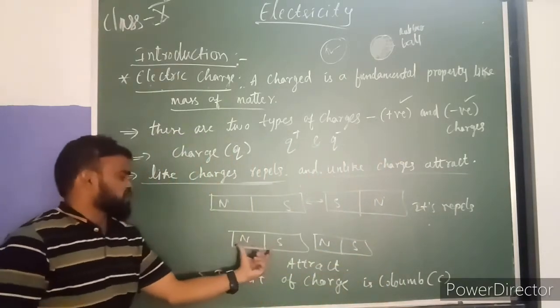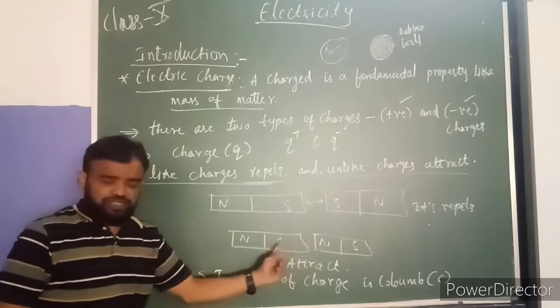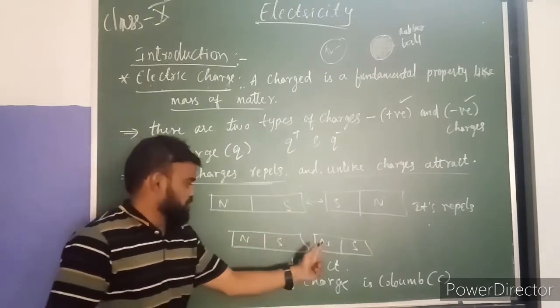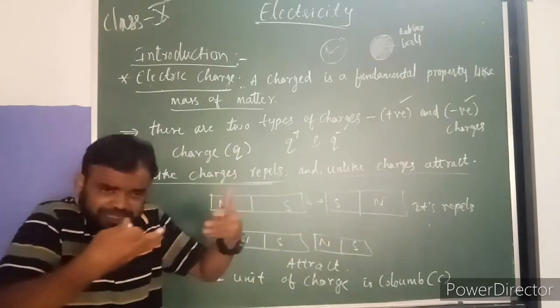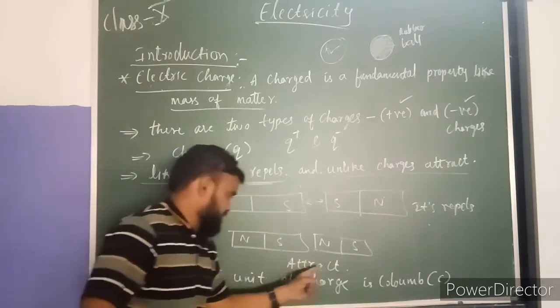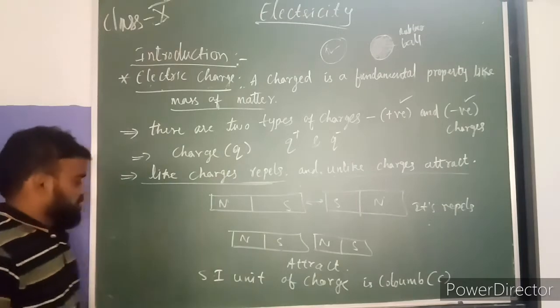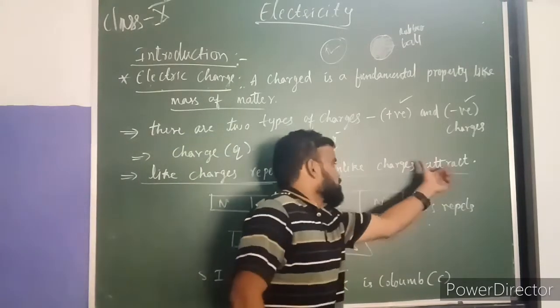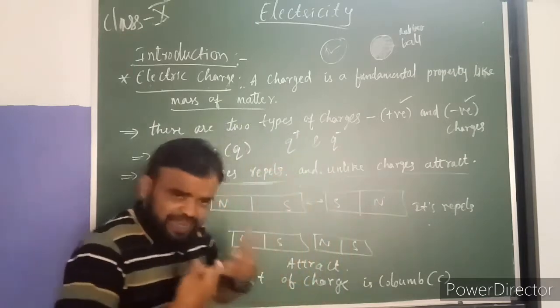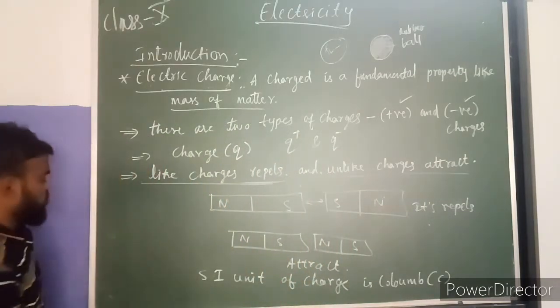And we have taken another two bar magnets. Here also you can see north pole and south pole. South pole and north pole taken together, here it will attract. That is attraction for unlike charges. And one more point will be there.